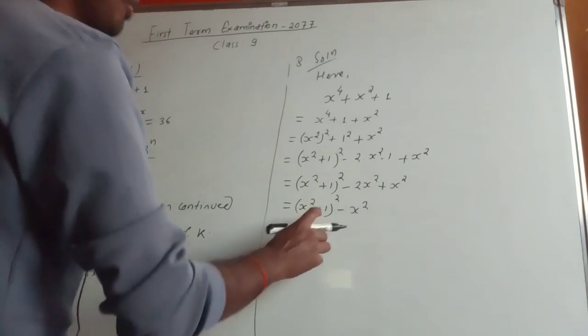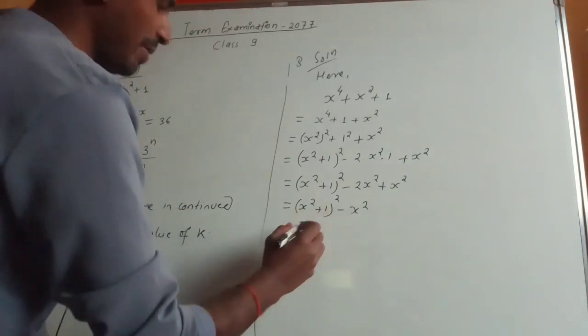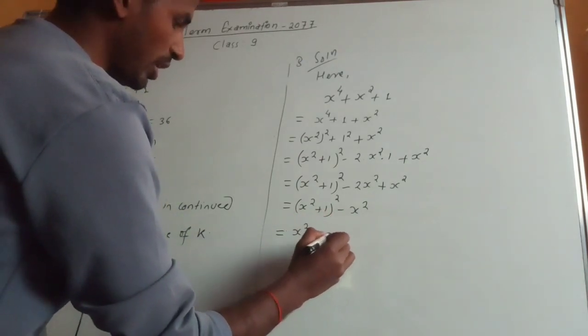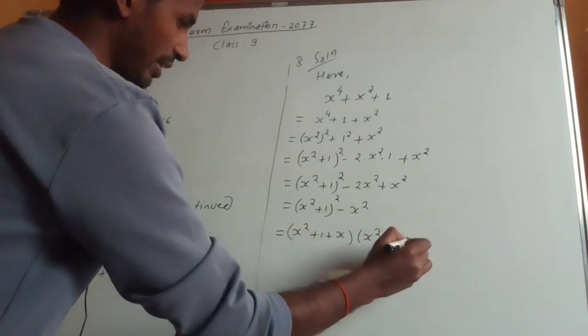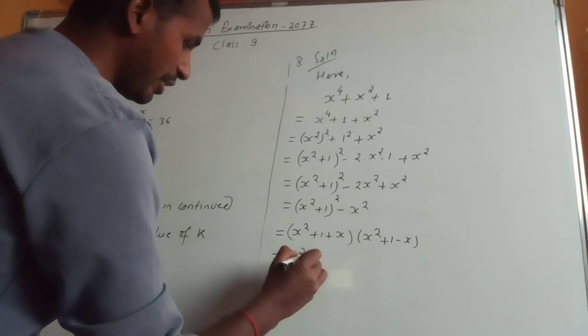Now these are in the form of a square minus b square, which is a plus b times a minus b: x square plus 1 plus x, times x square plus 1 minus x. Now arrange into standard form.